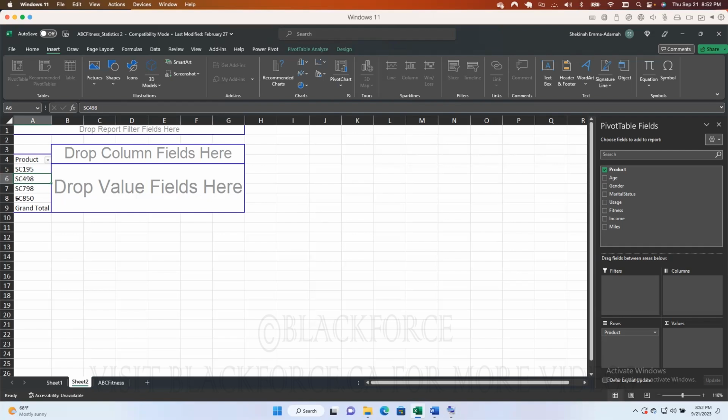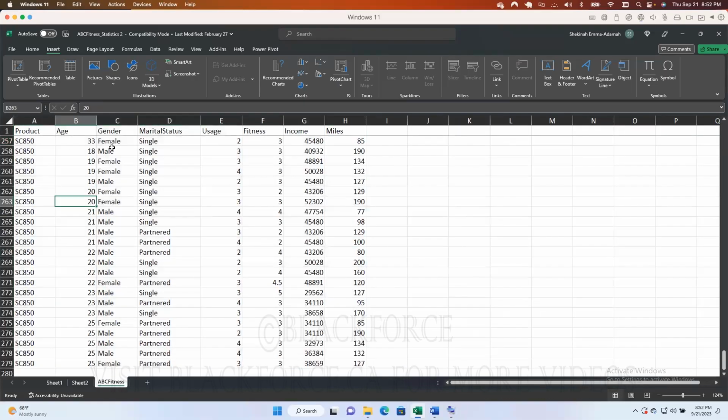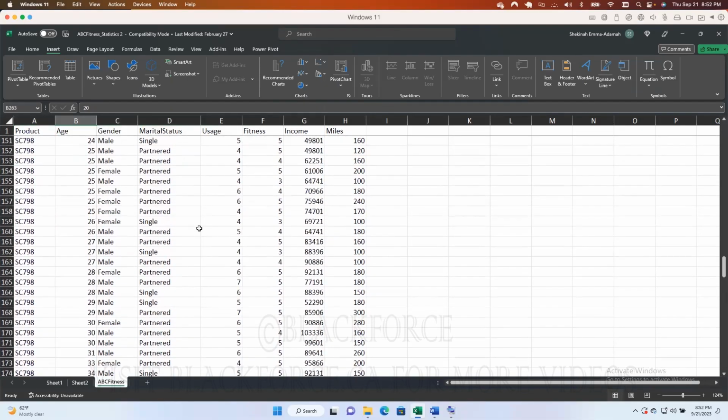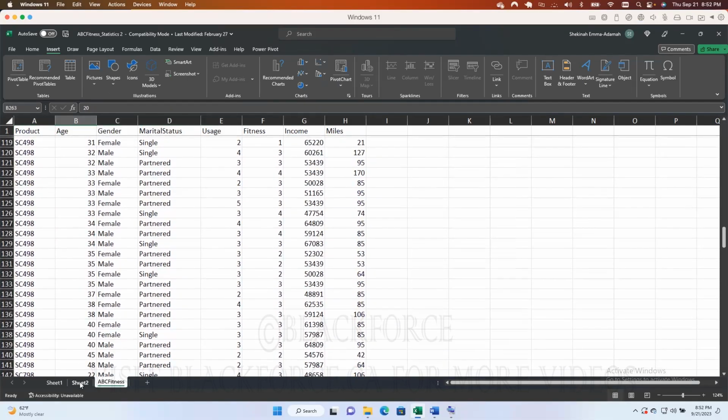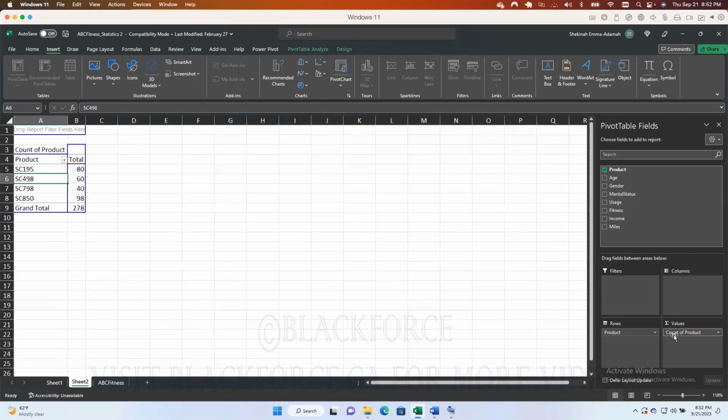So now we've put product. So let's say we want to count the number of products by product type that was bought, right? Remember what your data looks like: you have the different product each customer bought and then information on that customer. So we can go back to our pivot table and drag product once again, but this time we drag it into the values column.